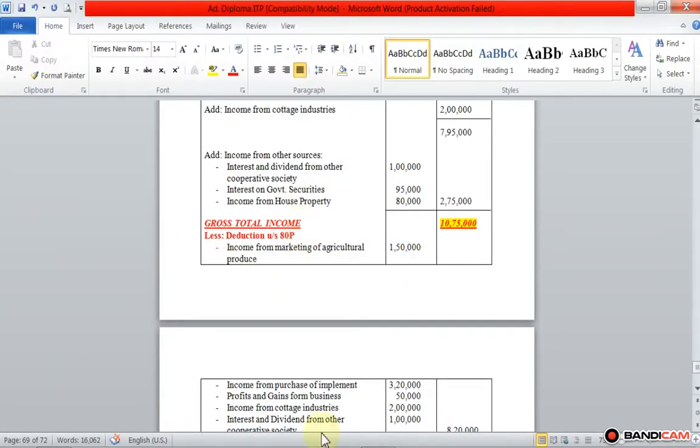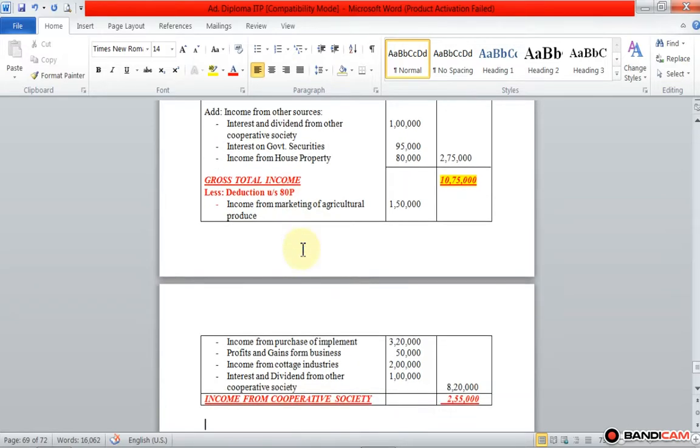So we get a deduction of this income. Income from marketing of agricultural produce 1,50,000, income from purchase of implements. Implements include seeds, livestock, other articles, and supplying them to the members, so it is an allowable deduction.